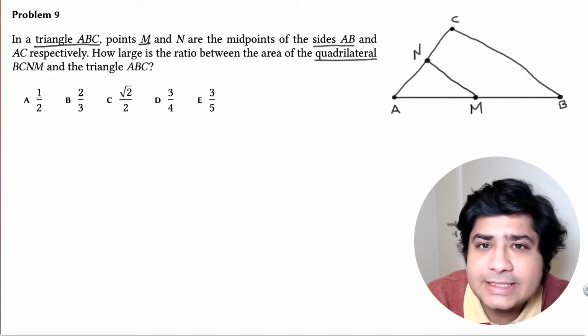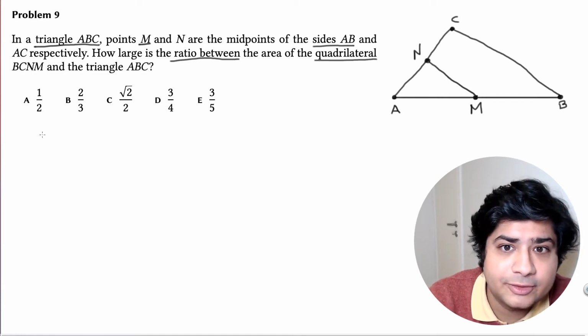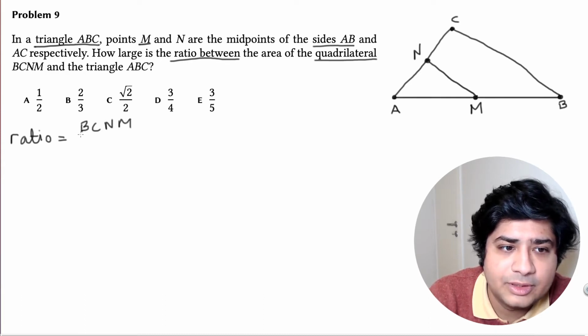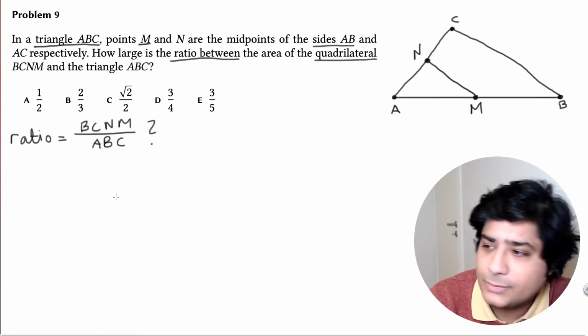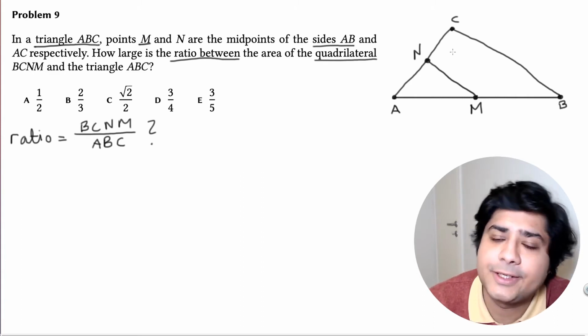All right, so I'm going to write down what it is exactly that we're looking for, because the ratio would be the area of B, C, N, M divided by the area of A, B, C. That's what we're after. Okay, so did that make it any easier? I don't know. Let's have a look at the figure.